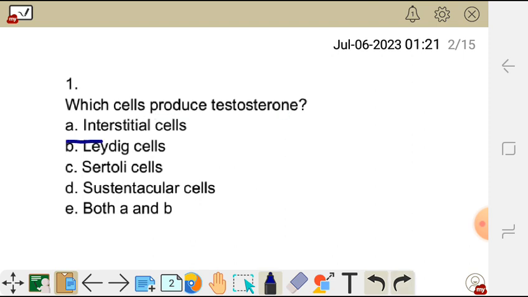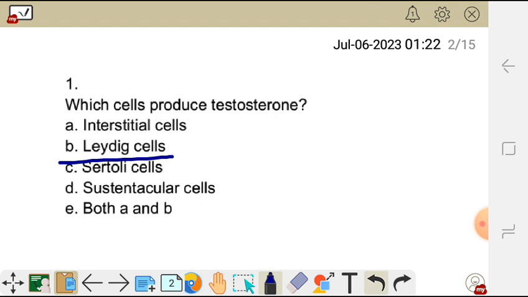A. Interstitial cells. B. Leydig cells. C. Sertoli cells. D. Sustentacular cells. And E. Both A and B. So among these cells, which cells produce testosterone? The cells which produce testosterone are the Leydig cells.